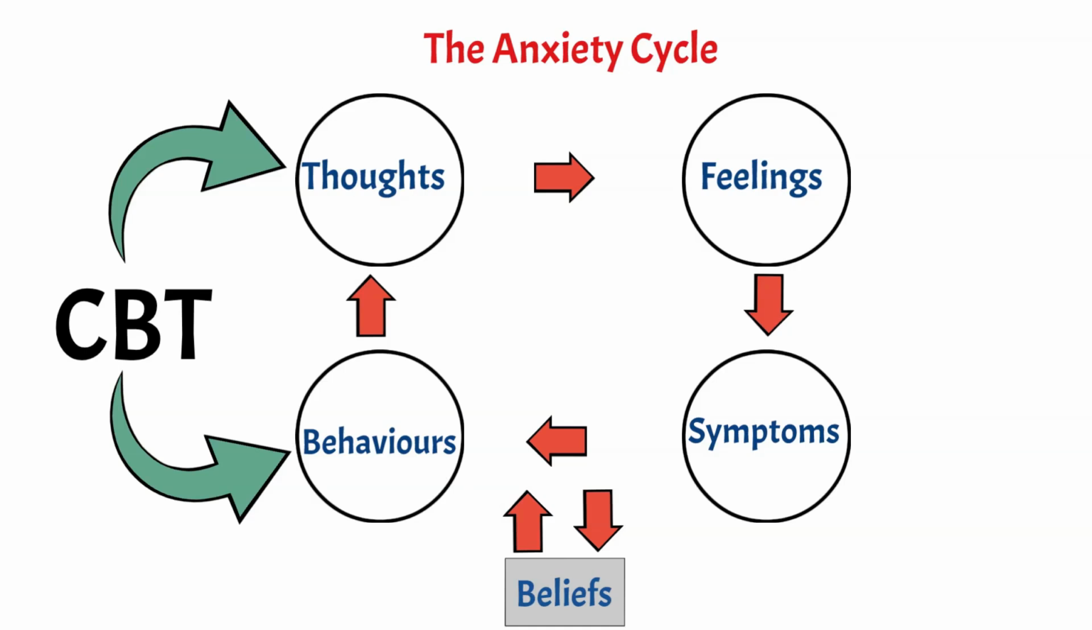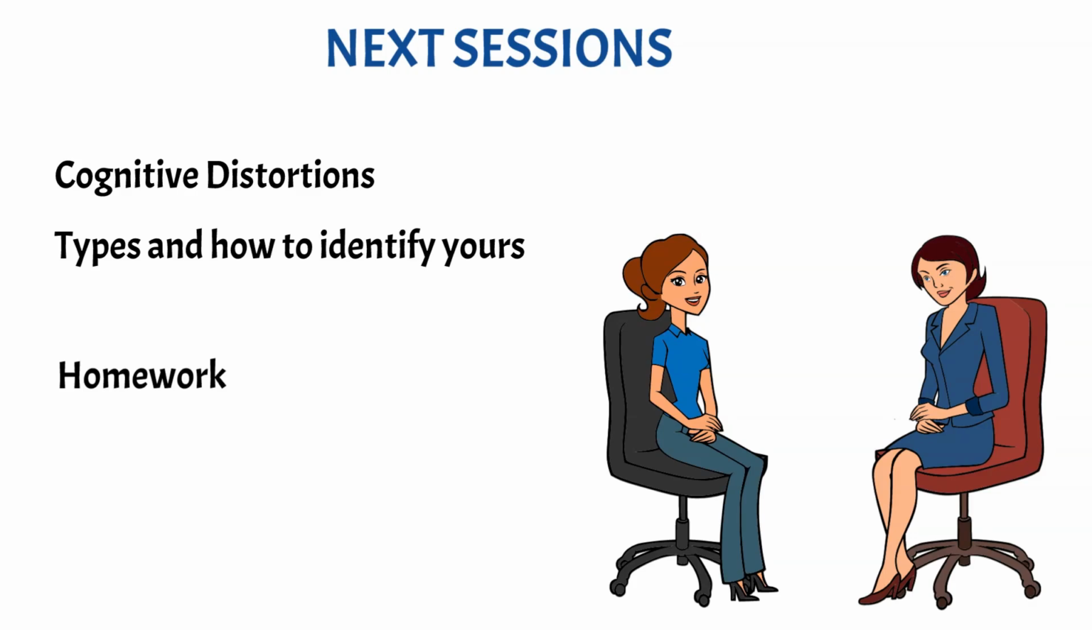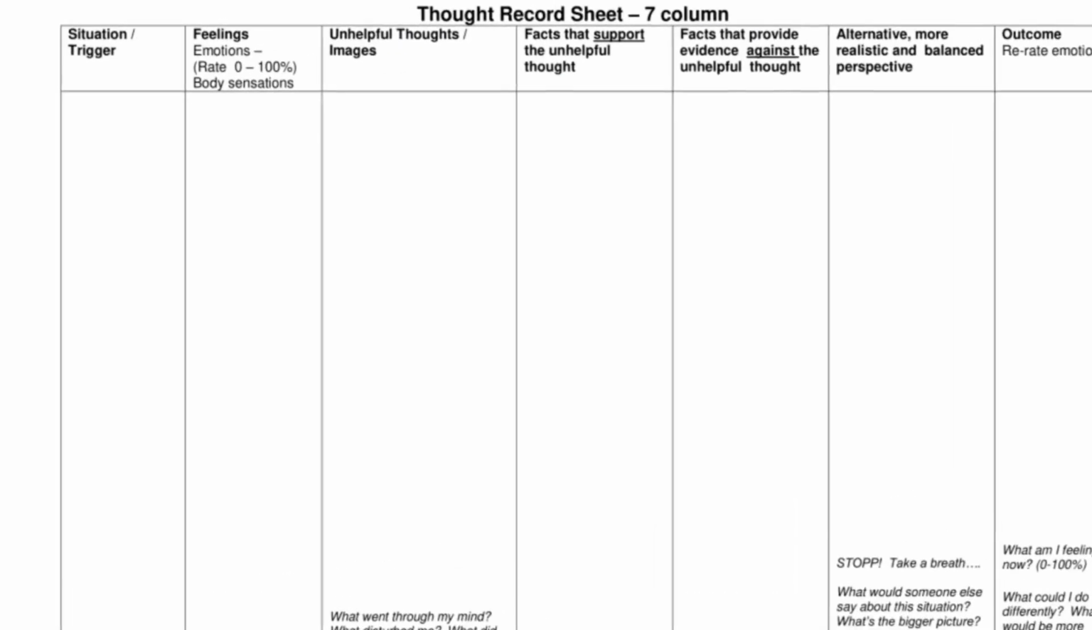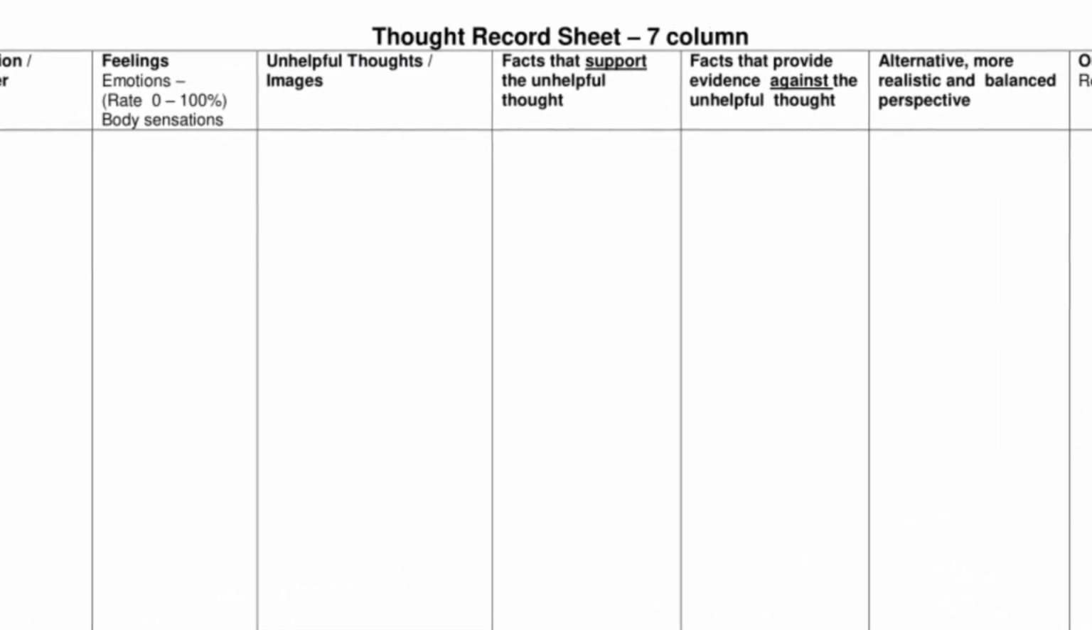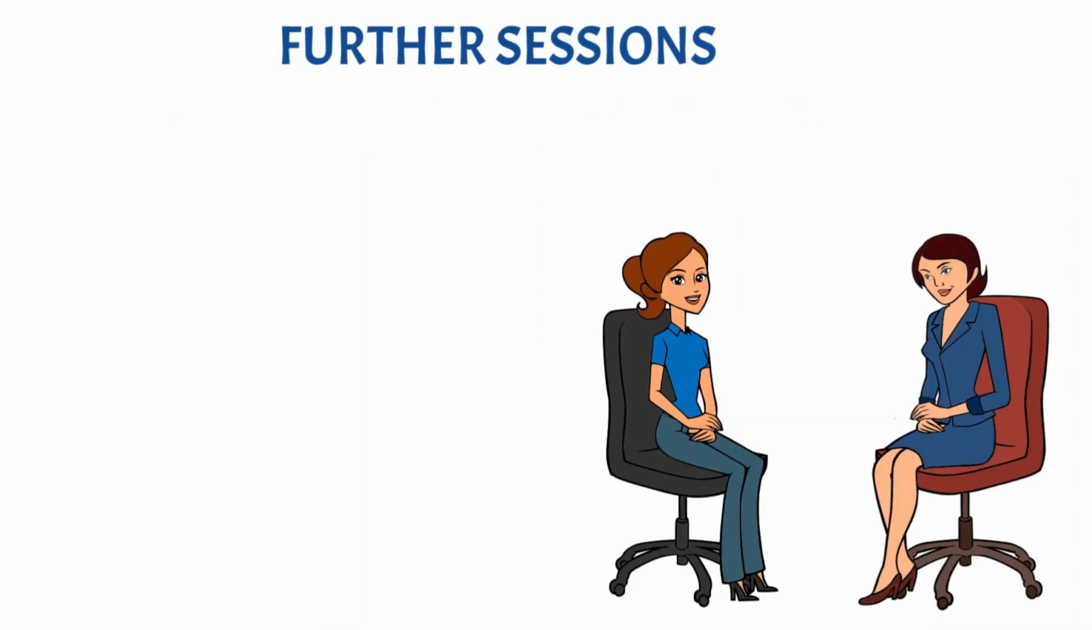As the sessions progress, you will learn about cognitive distortions, also called thinking errors. You will learn the different types and learn to identify your own thinking errors. Homework is very common in CBT, and you will likely be given thought records to record your thoughts. And with the help of the therapist, you will learn to challenge and restructure your thoughts into more balanced ones.